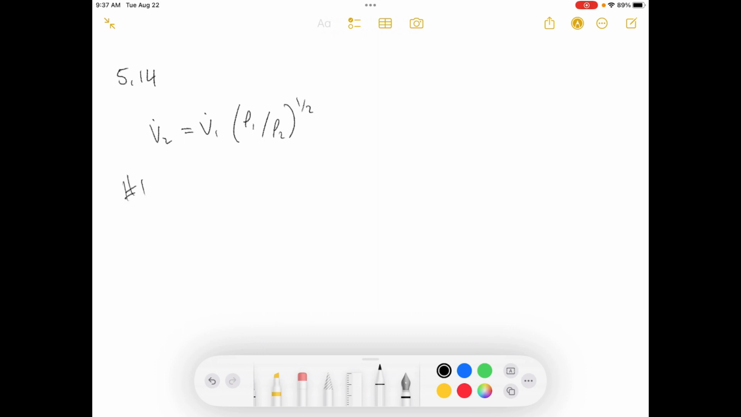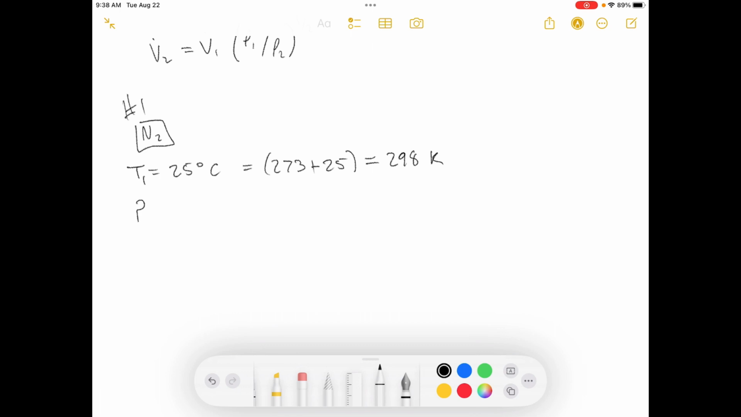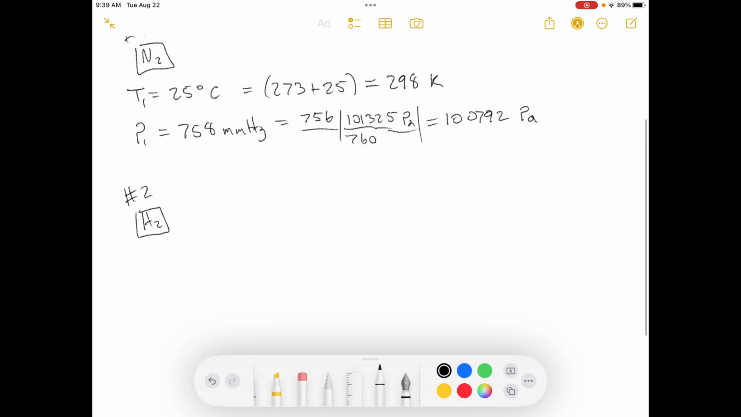Alright, so the first thing we're going to do here is start writing down our conditions, temperature and pressure, that they gave us in the problem statement. The first stream is nitrogen. We're going to convert that over to SI units. So we start off with temperature at 25 degrees Celsius, which converts to 298 Kelvin. Then we're going to start working with the pressure here: 758 millimeters of mercury. I'll show you how to do that conversion to turn it into pascals, and you get a certain pressure in pascals.